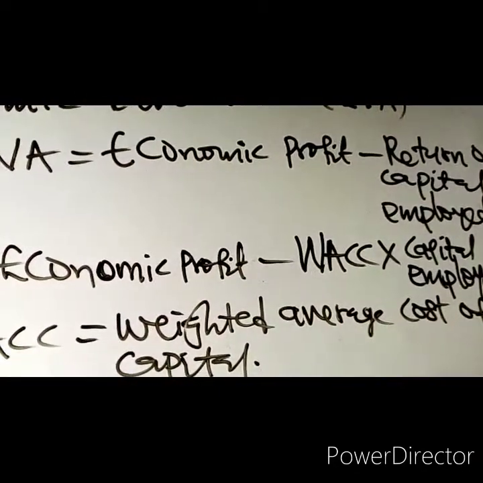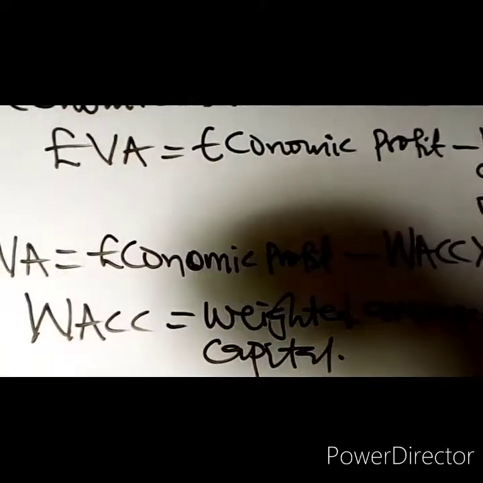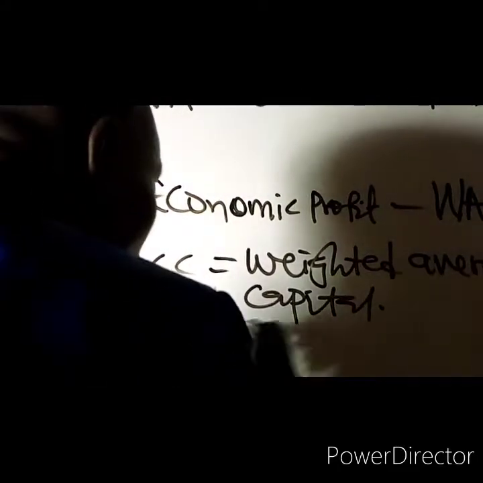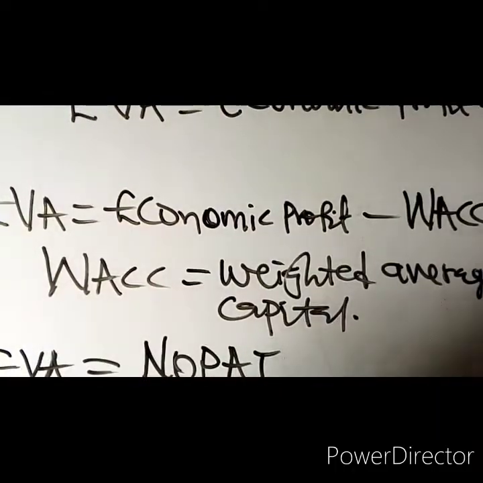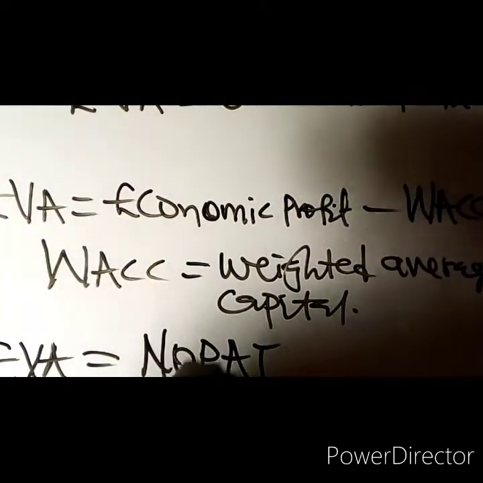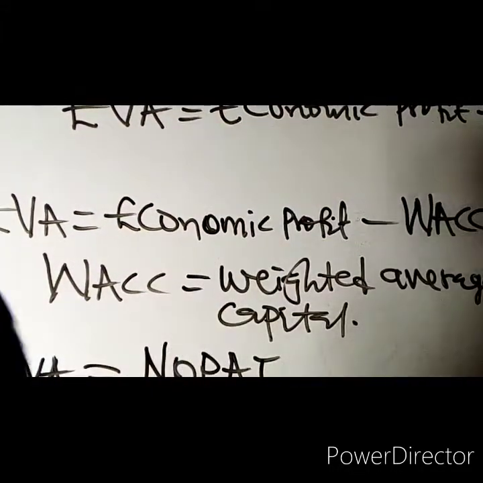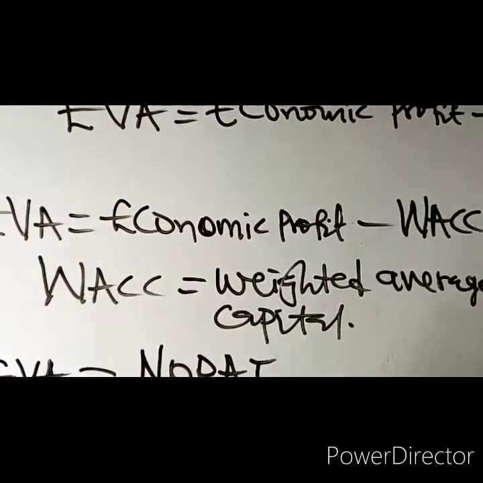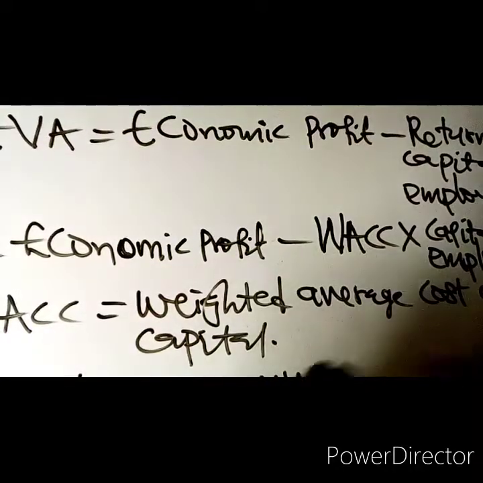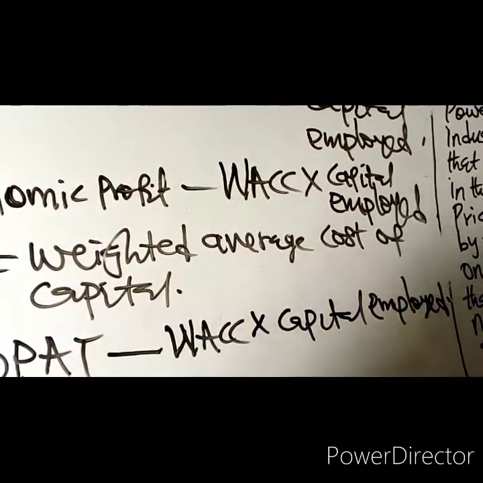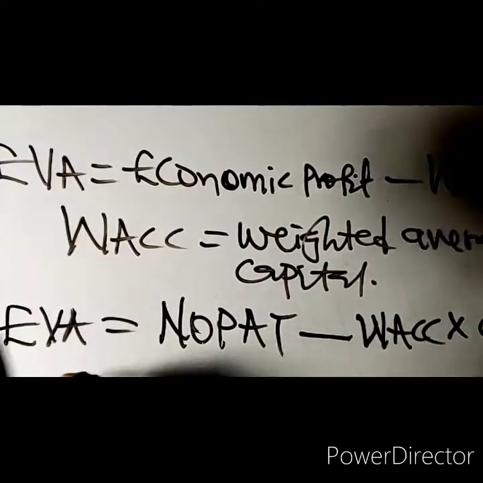So I've told you that EVA is economic profit. That means to get your economic profit, you have the NOPAT. NOPAT means net operating profit after tax, minus WACC, which is weighted average cost of capital, times capital employed. That is EVA. EVA is NOPAT, net operating profit after tax, minus WACC times capital employed.